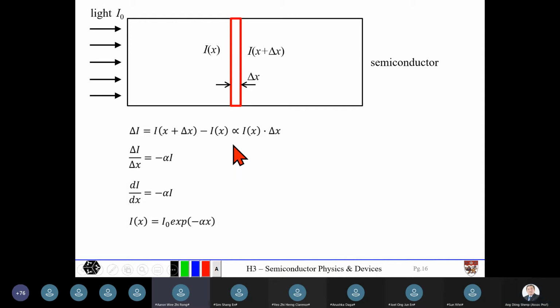That is the basis of Lambert's law. In other words, if you consider this very small element, a very, very narrow strip of semiconductor here, now the change in the light intensity from the left to the right over a distance of delta x is assumed to be directly proportional. This delta I, the change in the light intensity, is assumed to be directly proportional to the light absorbed within this small element.